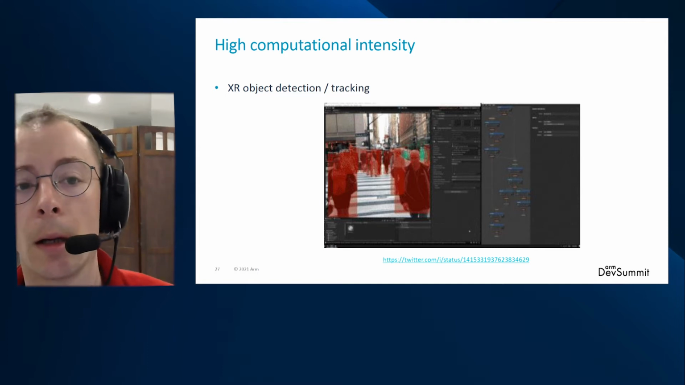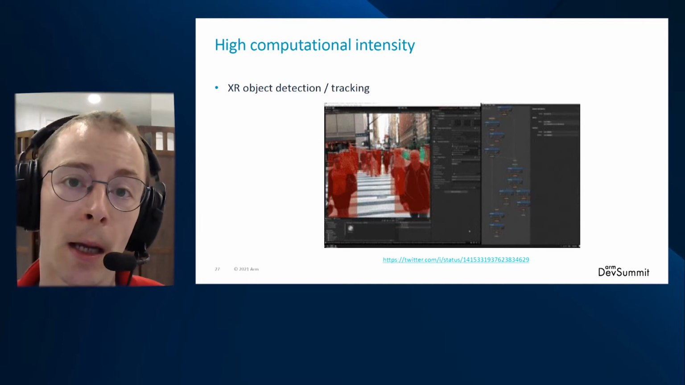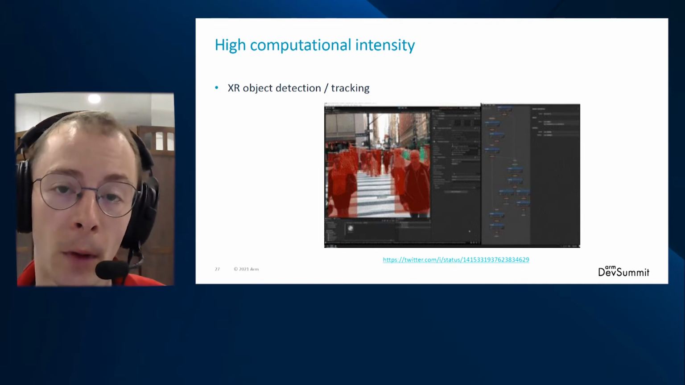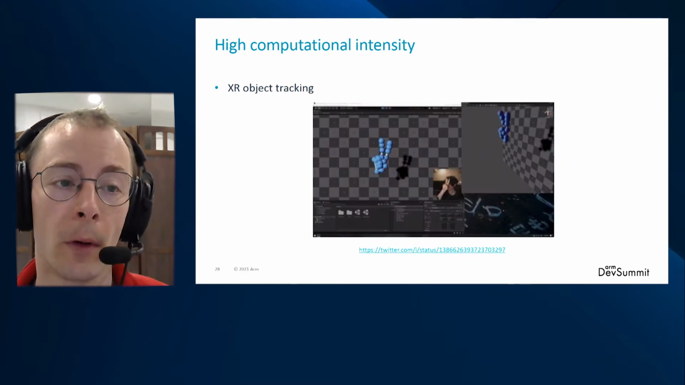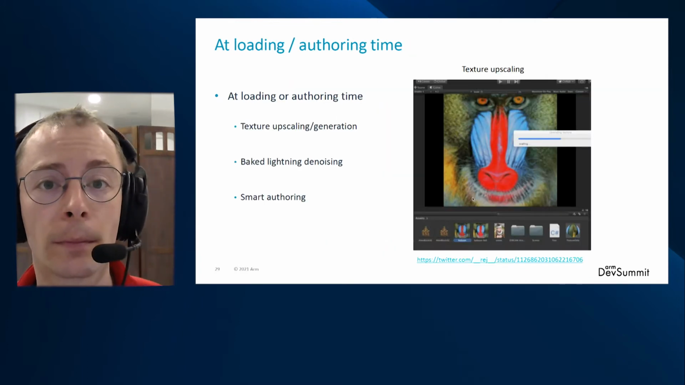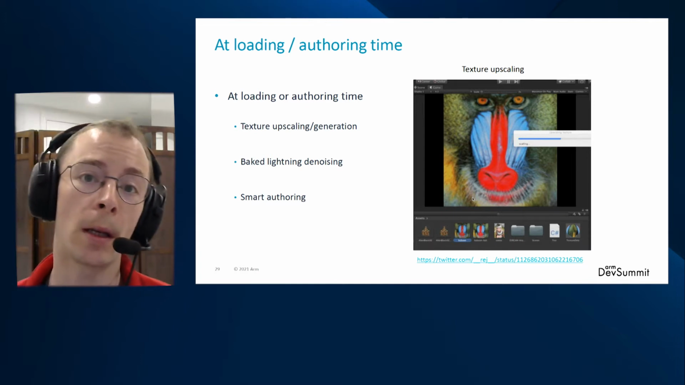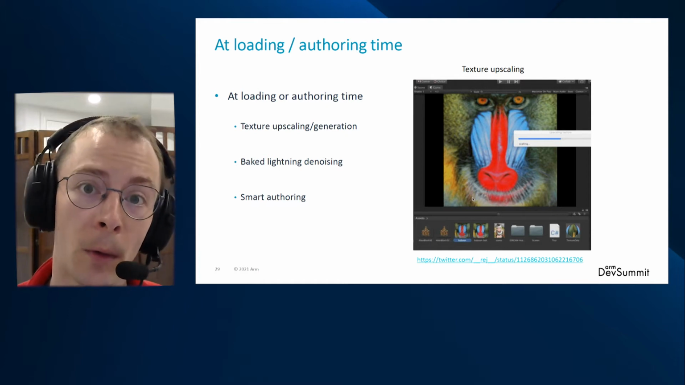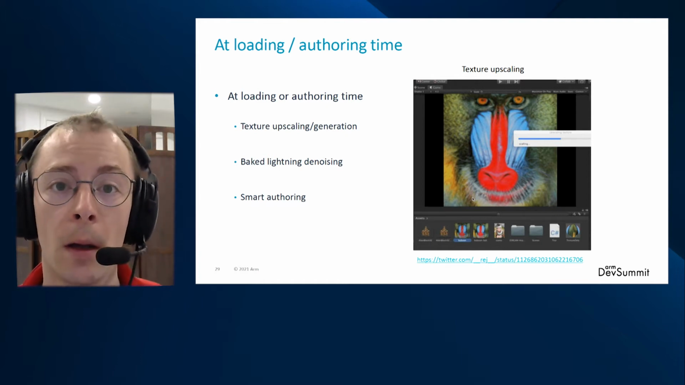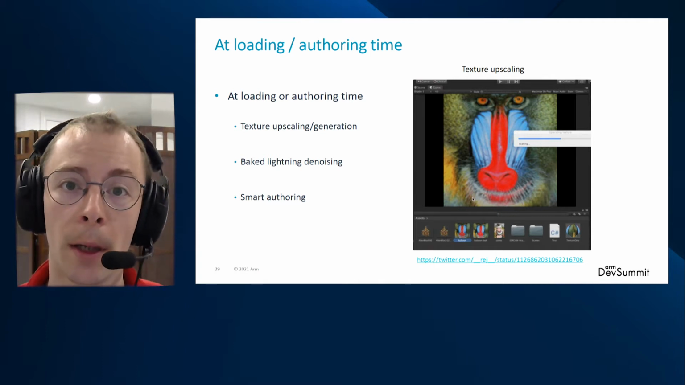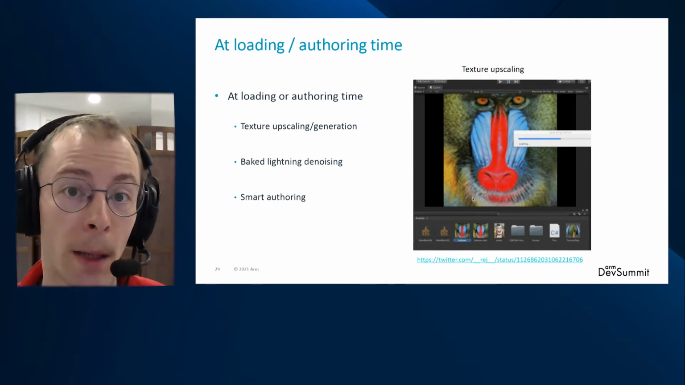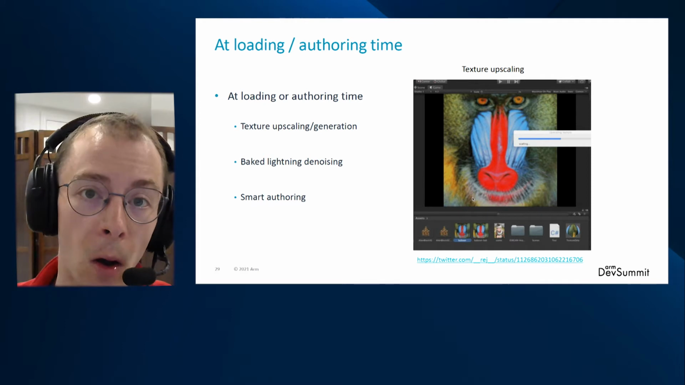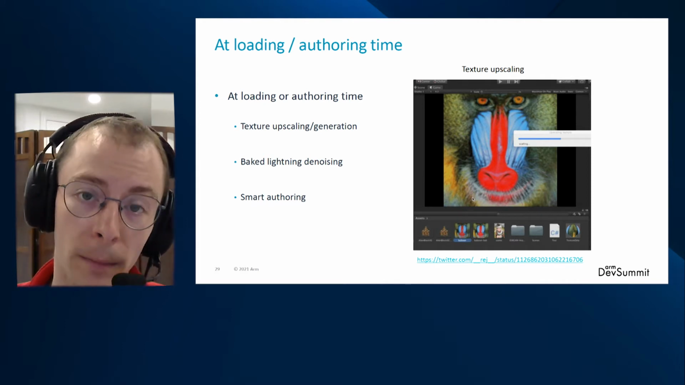For object detection and tracking, it's the same, but in this case, you might want to fetch data on the CPU to analyze it further down the pipe. For object tracking, it's exactly the same. Another very interesting use case of neural networks that we see at Unity is that we believe neural networks can help our users enhance their application at loading or authoring time. For example, you can imagine neural networks being used to compress and upscale textures efficiently, or even to denoise backlighting data.